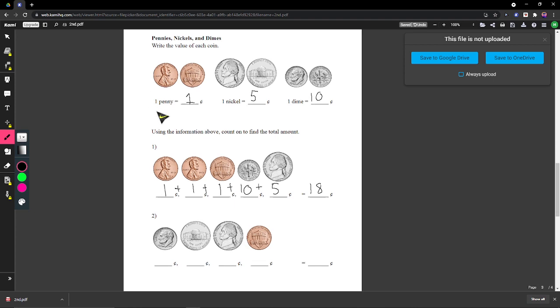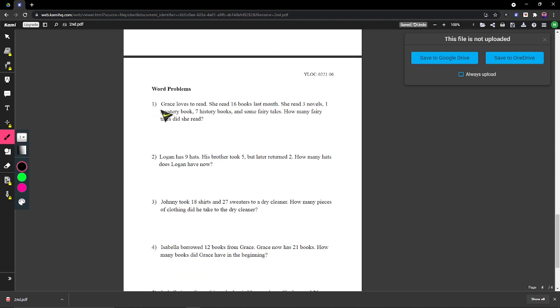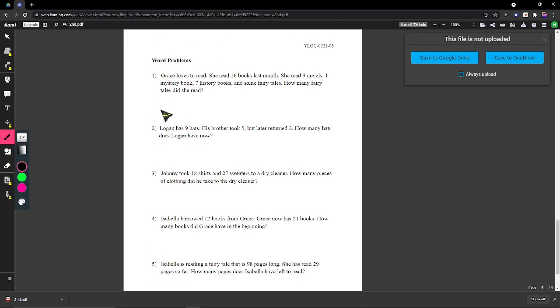So having done that, we will be going on to our word problems now. So let's go to our first one. Grace loves to read. She read 16 books last month. She read 3 novels, 1 mystery book, 7 history books, and some fairy tales. How many fairy tales did she read?